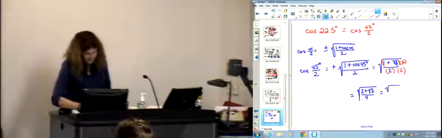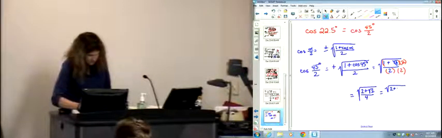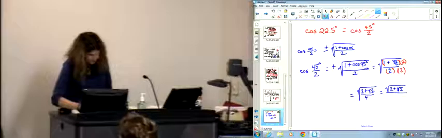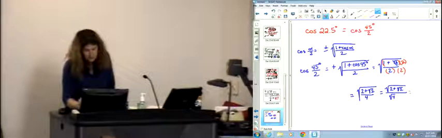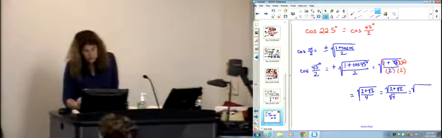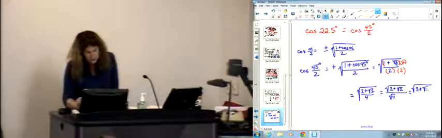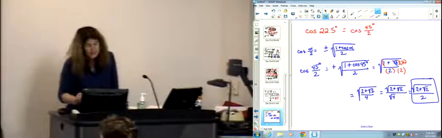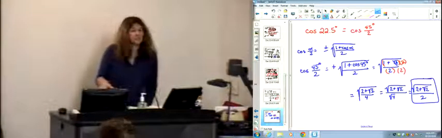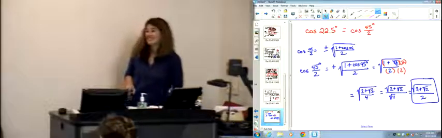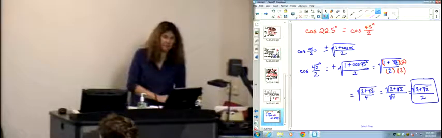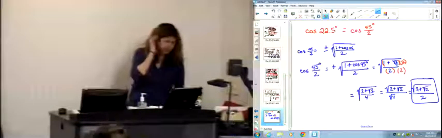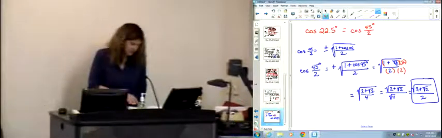That means that I've got the square root of 2 plus the square root of 2 over the square root of 4, which will be the square root of 2 plus the square root of 2 over 2. That's the exact value, since you were wondering, right? The exact value for the cosine of 22.5 degrees. We get answers that look kind of strange.